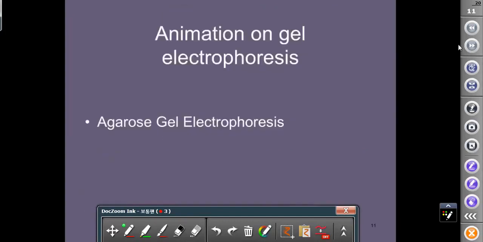Okay. Now let's enjoy the movie on this agarose gel electrophoresis protocol. It shows the actual experimental method conducted in a lab. So enjoy it.